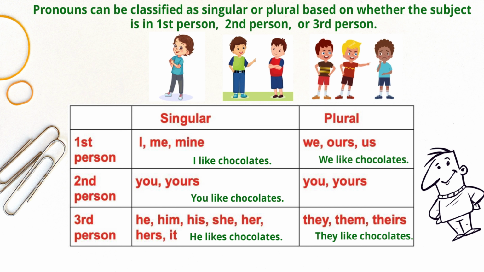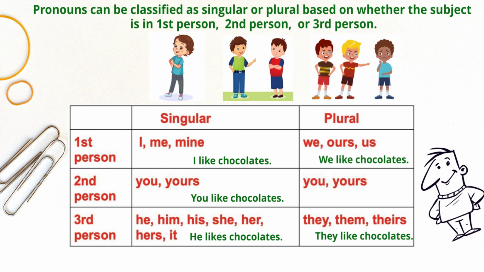We like chocolates, or this house is ours. The second person singular would be you, yours. Plural also would be you and yours. So the example would be you like chocolates. So yours means it can be a single person or it can be more than one. So we have you and yours in both singular and plural. So we use it based on the situation in the sentence.